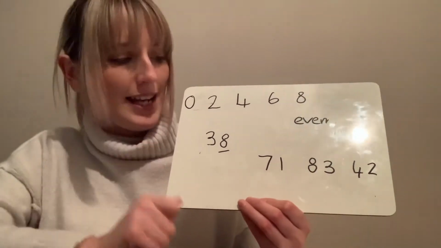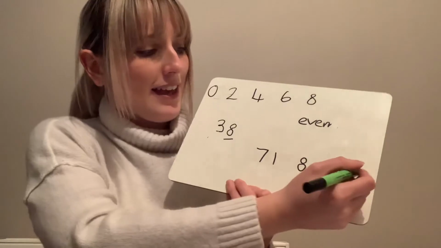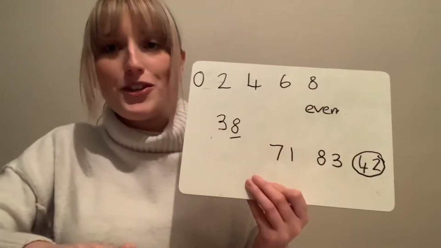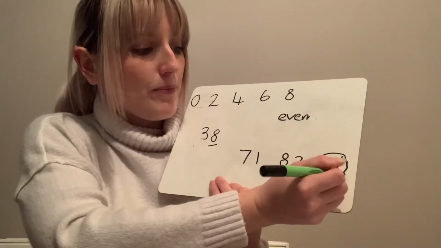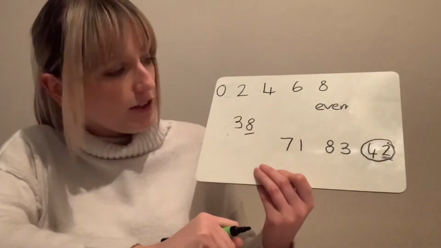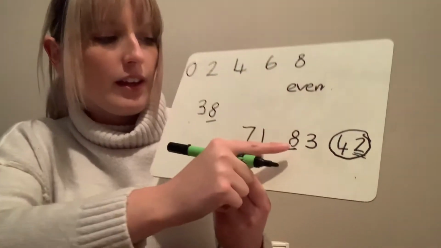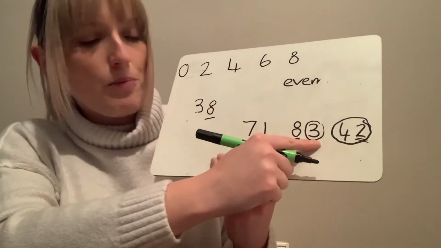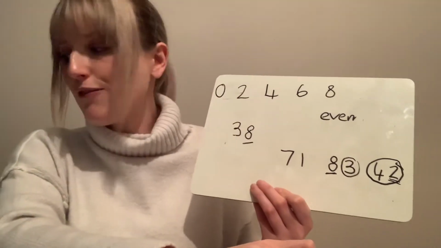Okay, so pause it now and tell your adult which you think it is. Okay, if you chose 42, well done, you were correct because 2 is an even number. Okay, 0, 2, 4, 6, 8, even numbers, they are great. Now even though there's an 8 there, we know 8's even, the number ends in a 3. Remember the end number is the important digit, so 3 wouldn't be even.